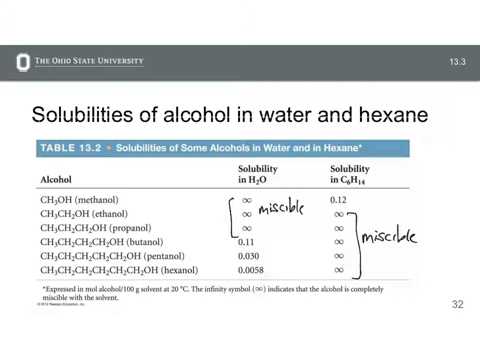Methanol, ethanol, and propanol are all miscible in water. And there's a decent amount of difference between the structures of propanol and water. And so it's somewhat surprising, right, that these are miscible. But the hydrogen bonding that's present in the alcohols and the dipole-dipole interactions allow that to be the case. As we increase the carbon chain, down the list here, the solubility decreases in water.